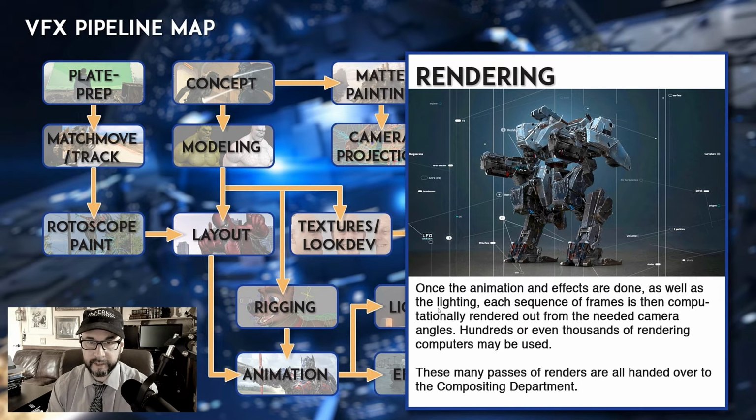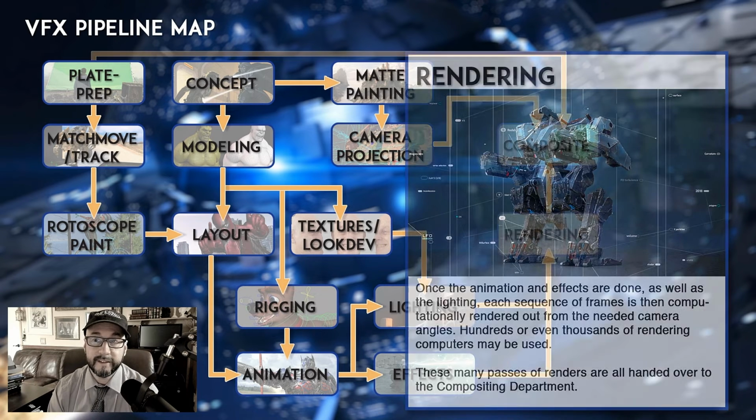Now, some studios have small farms. Some studios like Disney, Pixar, and others have humongous render farms because they don't have time to wait around for renders to come back. You could also rent render farms online. So these many passes of renders are all handed over to, of course, the compositing department. And that is the department and the discipline that we're talking about in this course.